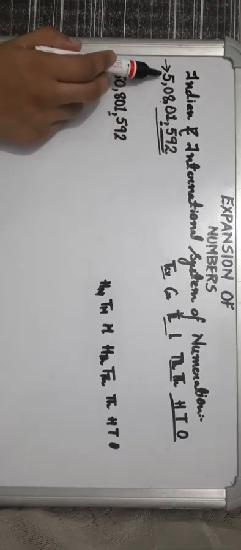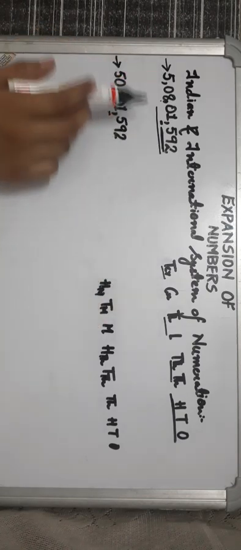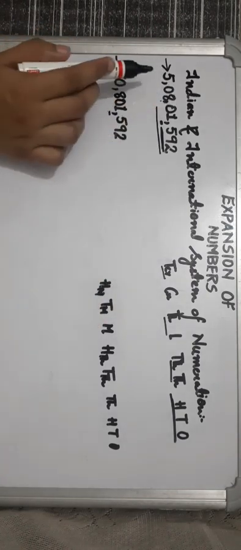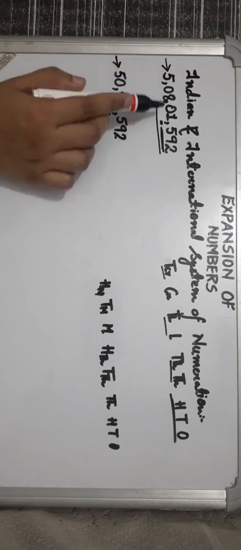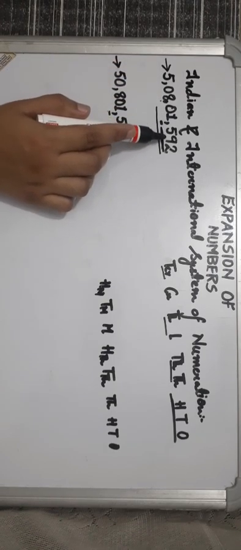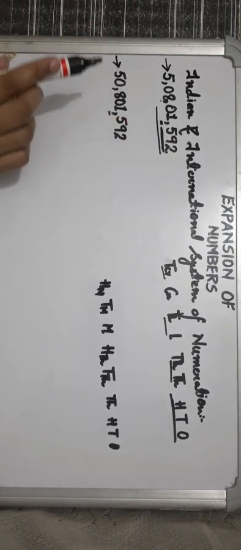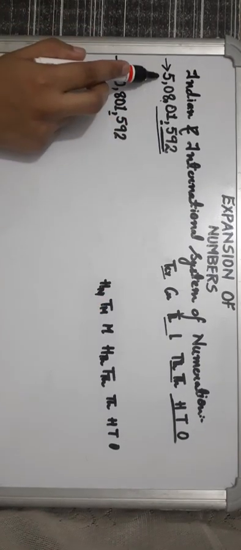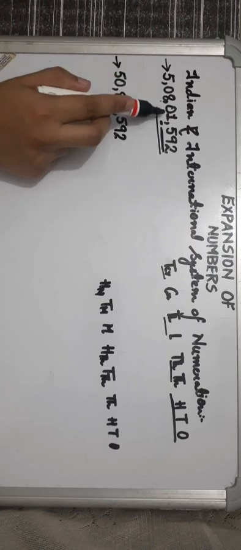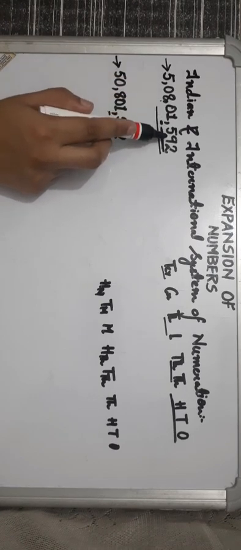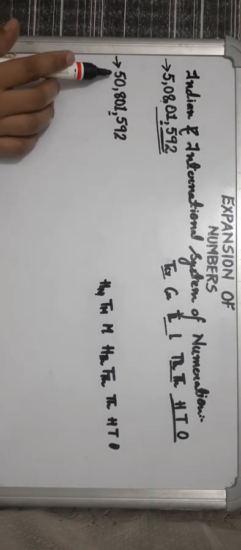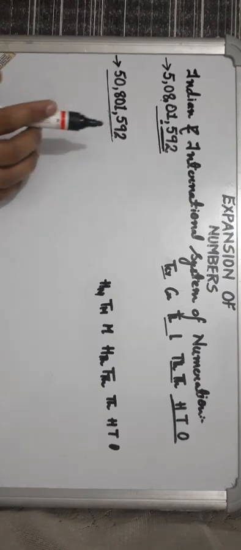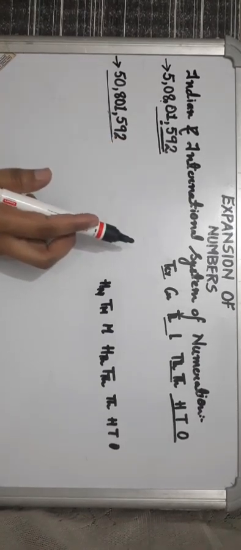Lakh, 10 lakh, crore. We use crore in Indian. Okay, so we read as 5 crore 8 lakh 1,592. One more time, 5 crore 8 lakh 1,592. Now, let's see how we read this number in international system of numeration.